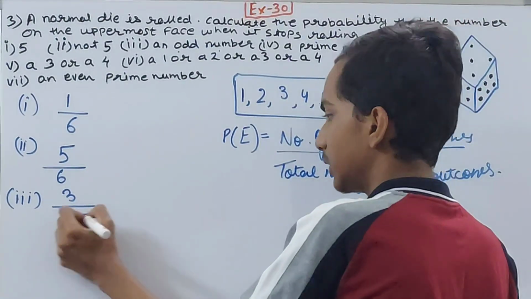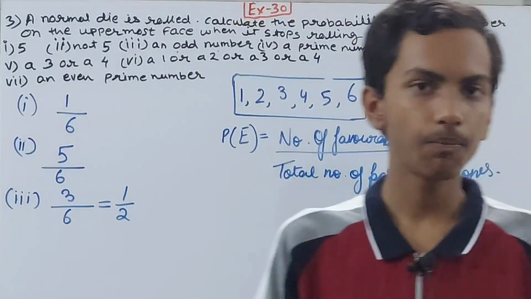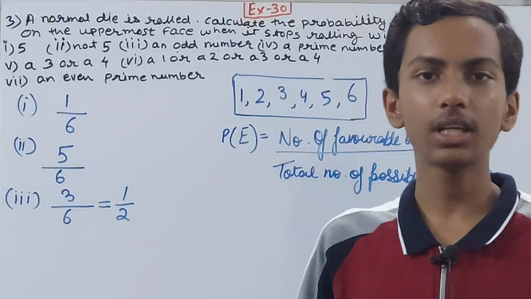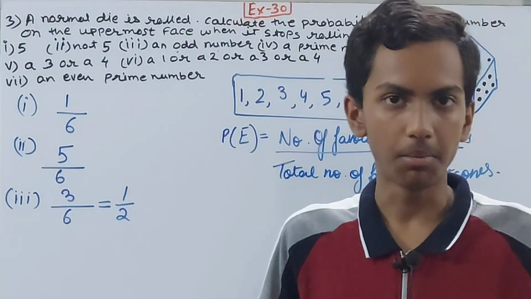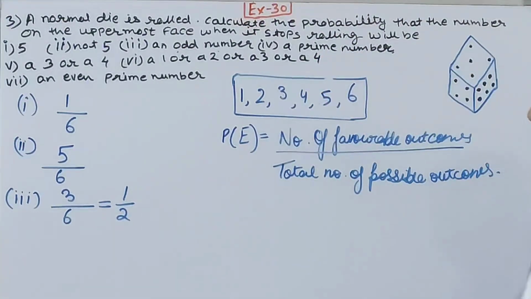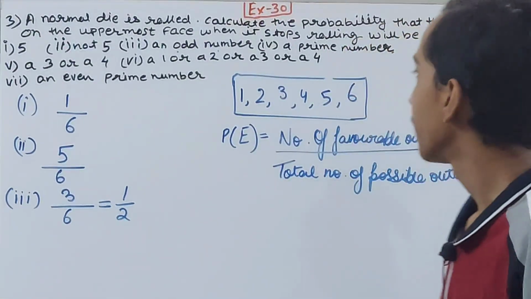So 3 upon 6. What is this? This is 1 by 2, half, okay? So that means if I roll the die, there is half the chance of getting an odd number, right? Either an even number or an odd number. The next part says, what is the probability of getting a prime number, okay?